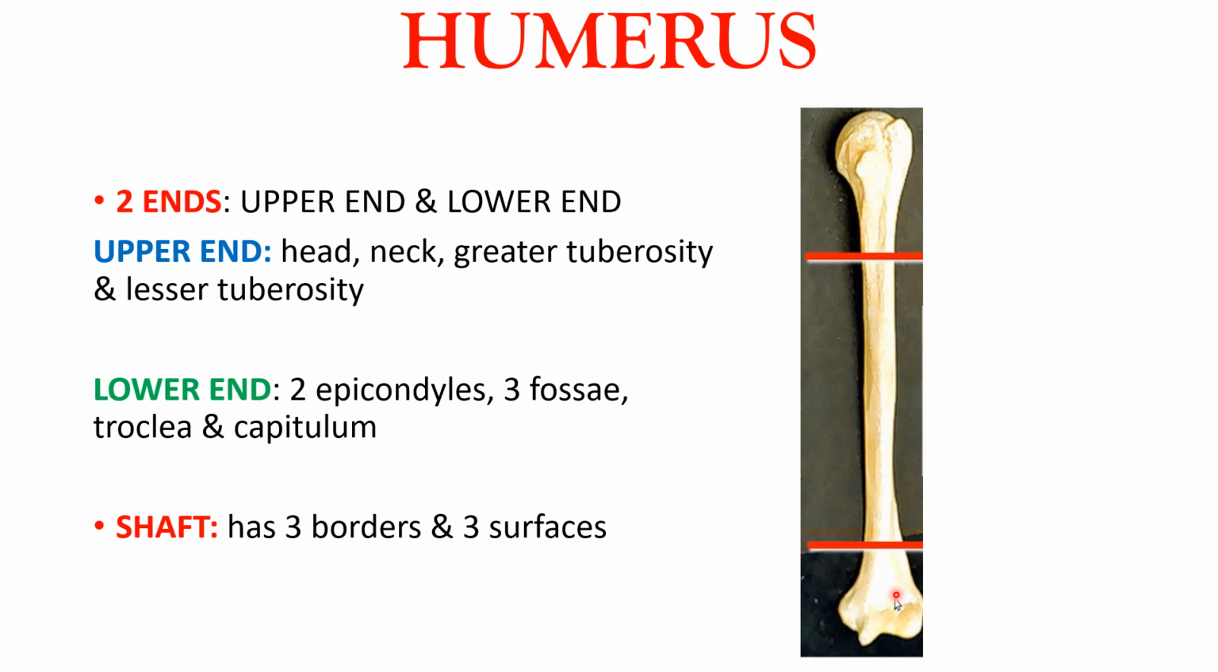olecranon fossa. Now the shaft has three borders and three surfaces. For the borders, it has the anterior border, the medial border, and the lateral border. For the three surfaces, it has the anteromedial surface, the anterolateral surface, and the posterior surface.